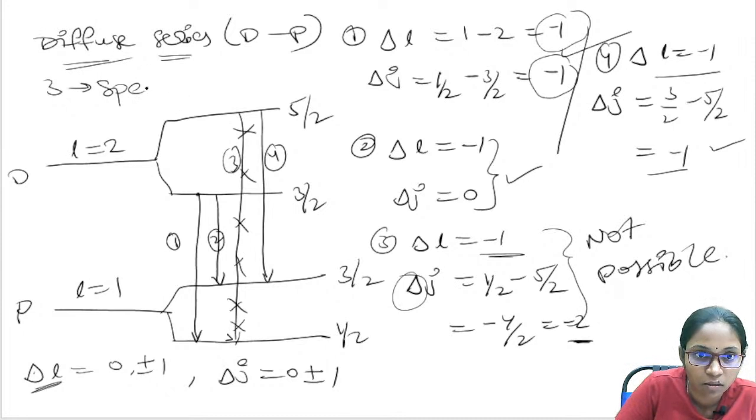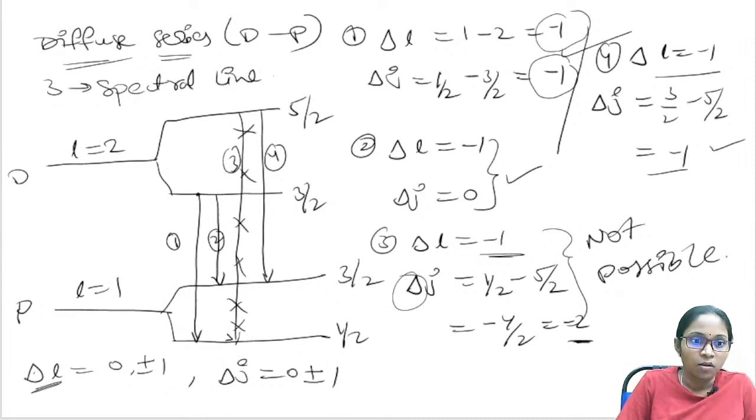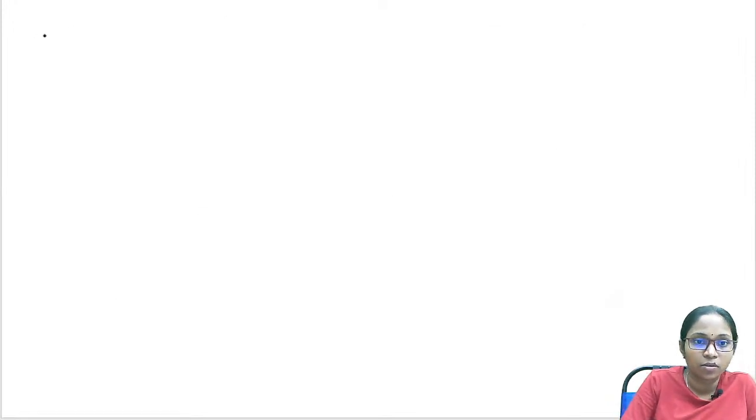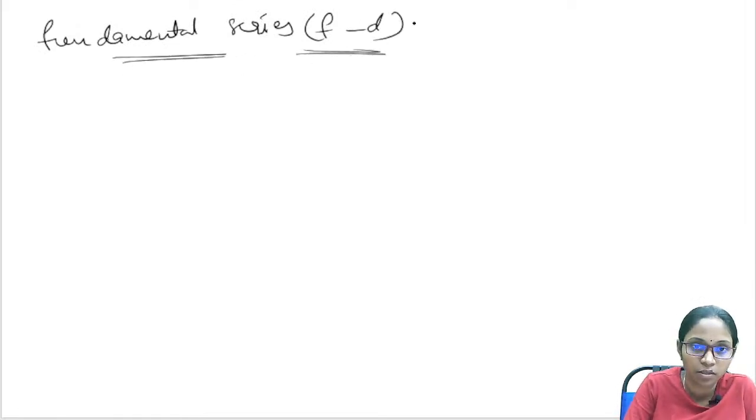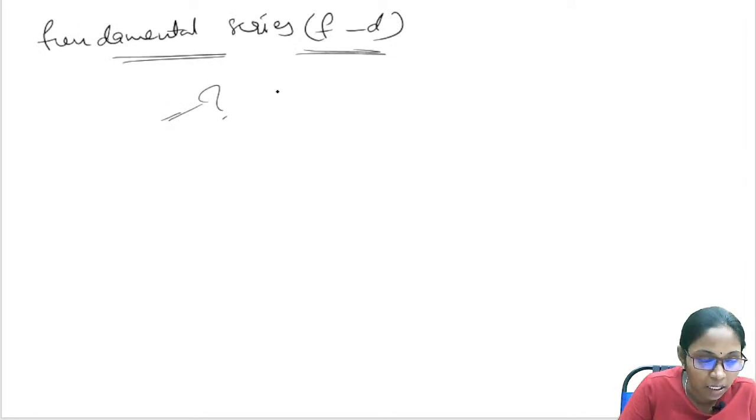Okay, we have 3 spectral lines, and you just solve for the fundamental series, that is, transitions from F to D energy levels. This is your work, and please keep practicing.